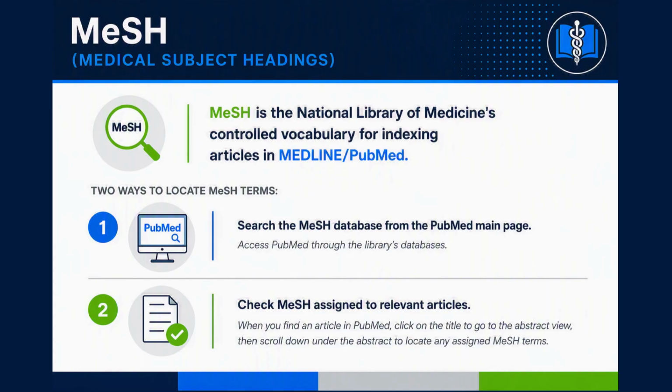To conclude, let's review the key concepts we've discussed. MESH is the National Library of Medicine's controlled vocabulary used to index Medline articles included in PubMed. You can search MESH terms using the MESH database. You can review MESH terms assigned in relevant articles. Use MESH terms to discover additional search terminology. But remember, not every article will have MESH terms assigned.